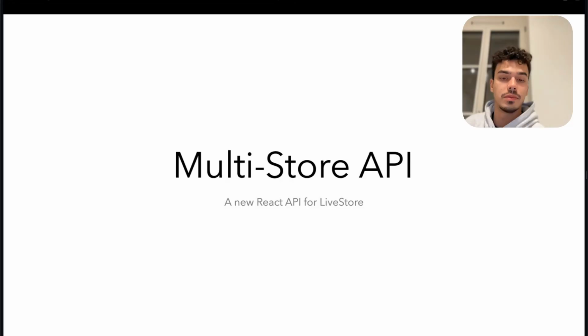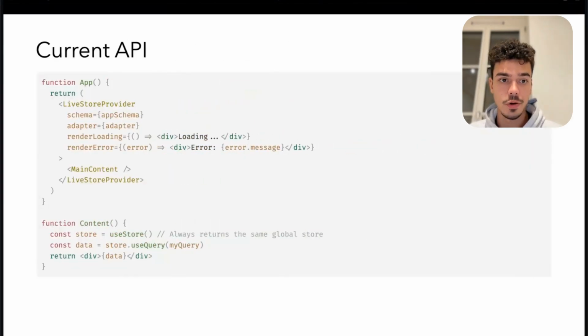Hey guys, there is a new API that is coming to LiveStore. It's been in experimental mode, available for maybe a few weeks or so, maybe even 2 months, which is the multi-store API. So this is the current API at the moment when you're using LiveStore with React. You have the LiveStore provider component, and there you pass your store configuration, which has to include at least the schema, adapter, and also render props, like the loading and error state.